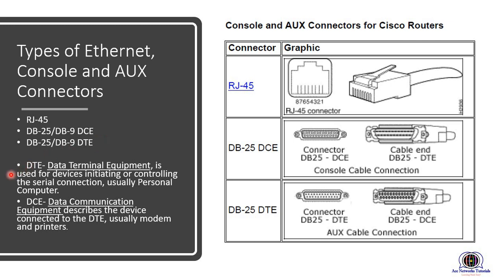DTE is data terminal equipment, used for devices that are initiating or controlling the serial connection, usually your personal computers. DCE is data communication equipment, which describes the device connected to the DTE, usually the modems and the printers. In the figure shown, on the right side of the screen, you can see how the connectors look. The RJ45 connector has 8 pins, the DB25 connector has 25 pins, whereas DB9 has 9 pins.